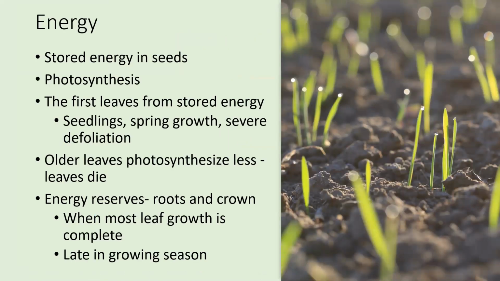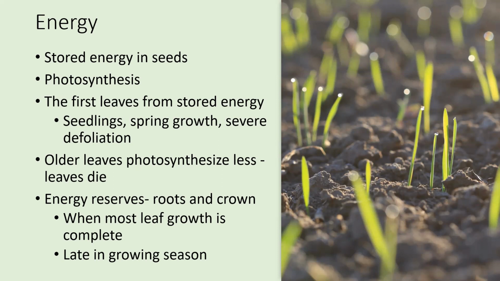So the energy for the grass. So the initial energy from the seed is stored in the seed, and the plants use that to get their first few leaves up. Once they get enough leaves up, they can start photosynthesizing. So the first few leaves are coming from stored energy. So that's whether it's coming from a seed or in the early spring growth or after a severe defoliation. So if during the grazing season you mow it to the ground or graze it to the ground, it's going to have to use that stored growth to get enough leaves up to start photosynthesizing sufficiently.